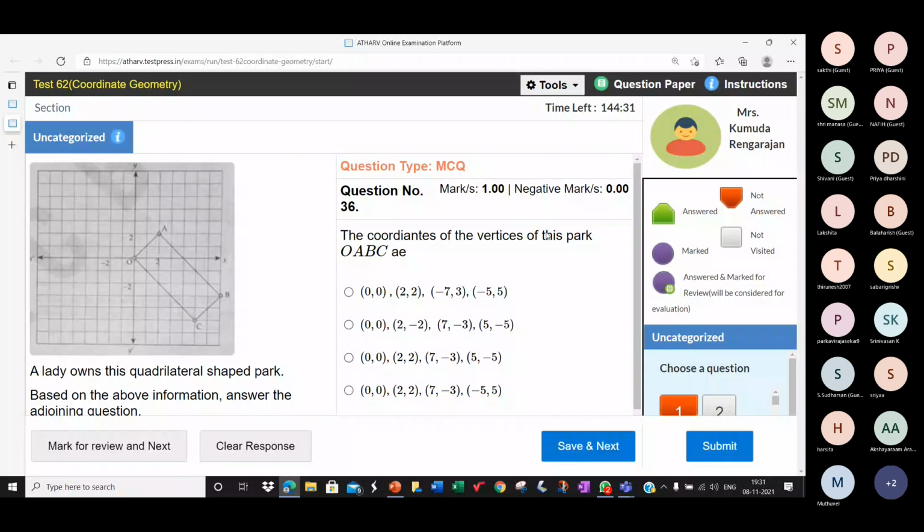Because when they say O, A, B, C, the first one should be the coordinates of O. The second one should be the coordinates of A, then the coordinates of B, then the coordinates of C. We have to be careful. They are in this order. In the order, they've named the quadrilateral. The quadrilateral is named OABC.